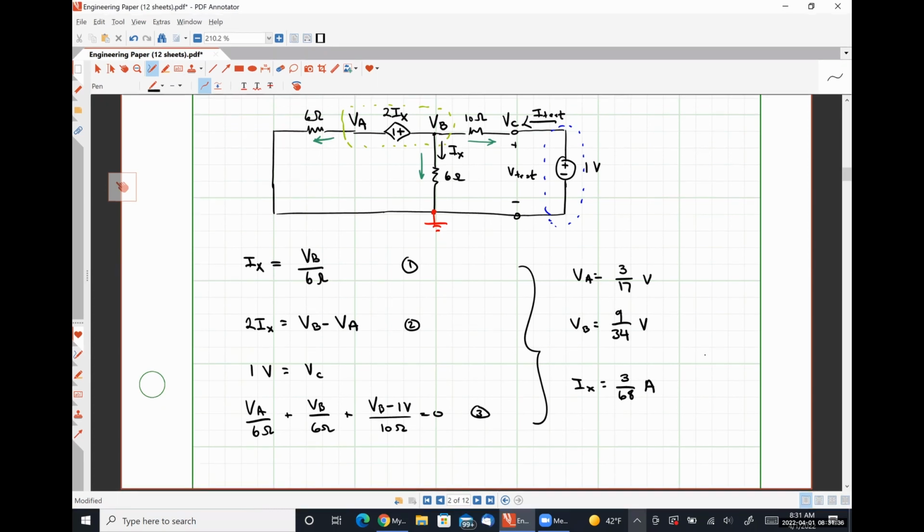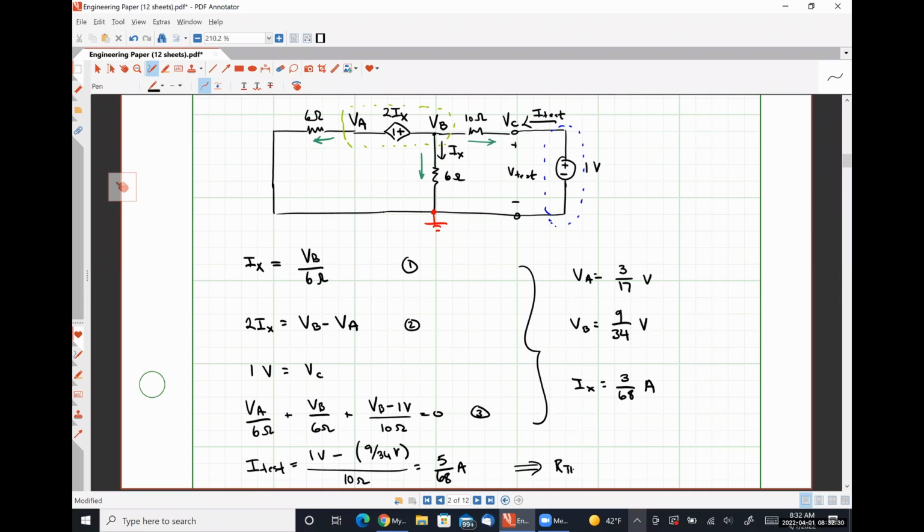So let me go back. There's space to do it here. So I test is simply VC, which is 1 volt, minus VB, which is 9/34 of a volt, divided by 10 ohms, or 5/68 of an amp.